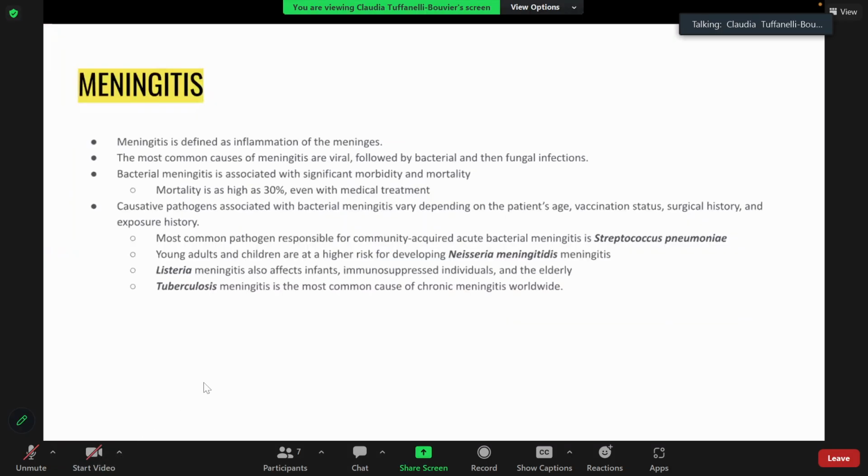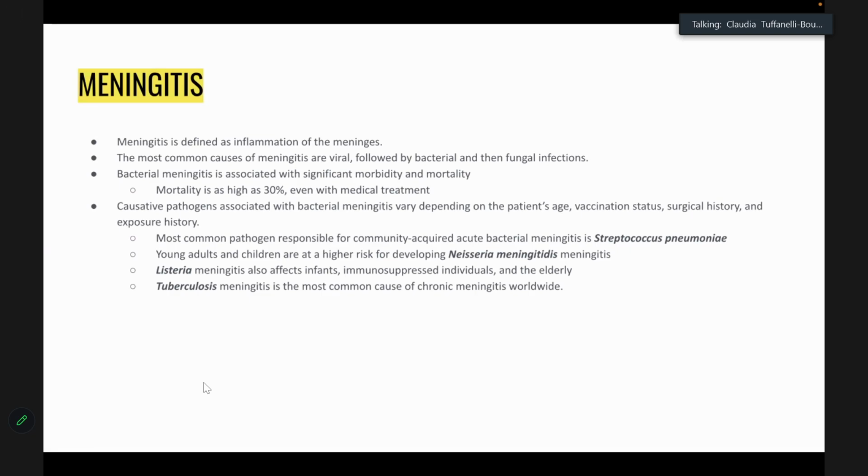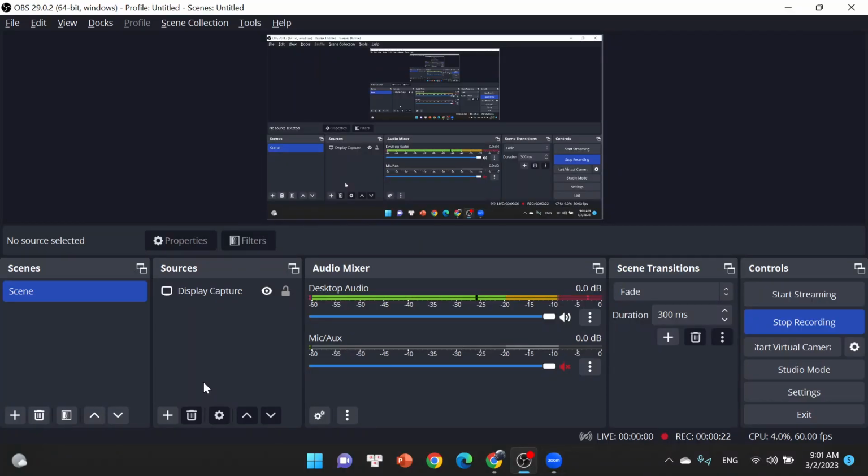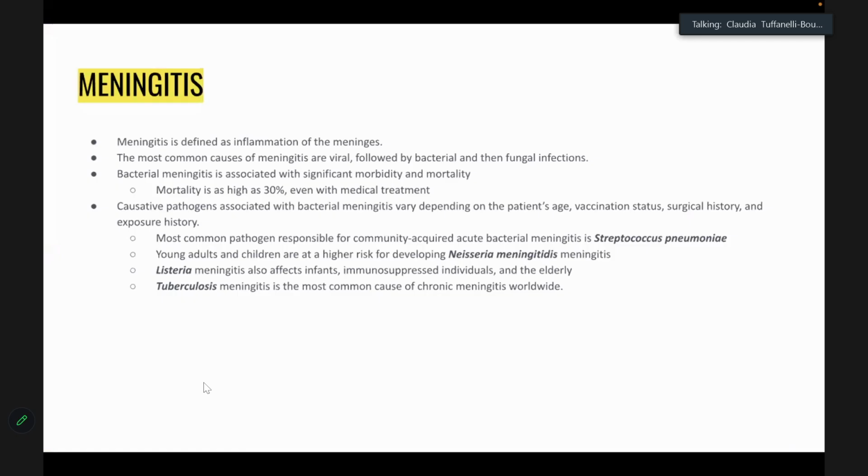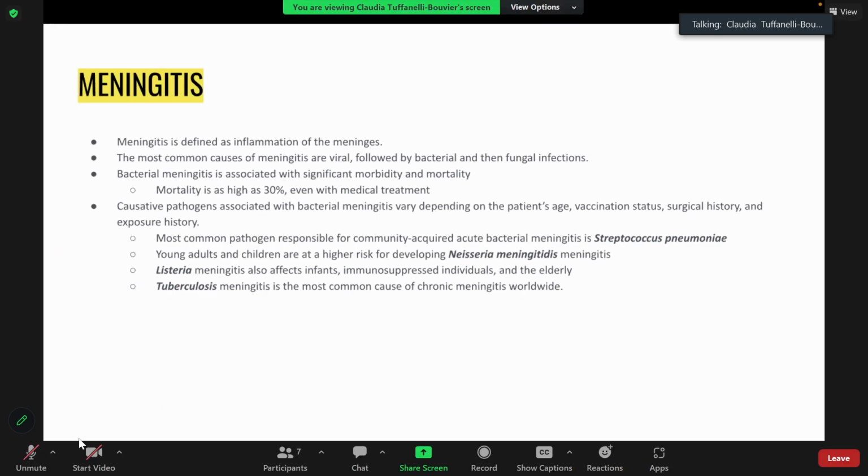So starting with meningitis, which is really the most common of all of the CNS infections that we are going to see. So meningitis, inflammation of the meninges, part of the central nervous system. Most meningitis is viral, but then it's bacterial and fungal.